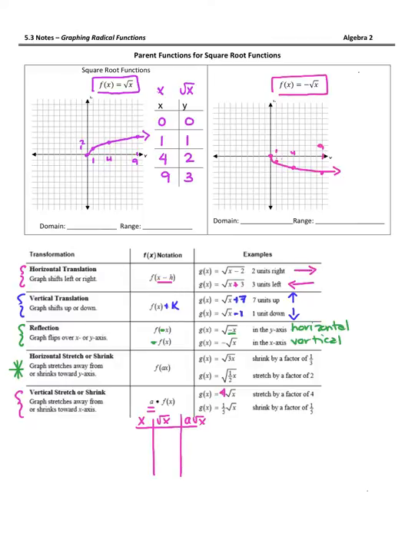So for instance, if I put in my 0, 1, 4, 9, this gave us 0, 1, 2, 3 as an output. Well, if there was an a in front of that, it would be a times 0, a times 1, a times 2, a times 3. That tells you how far up to go as you're graphing your points. All right, so let's try a few of these.